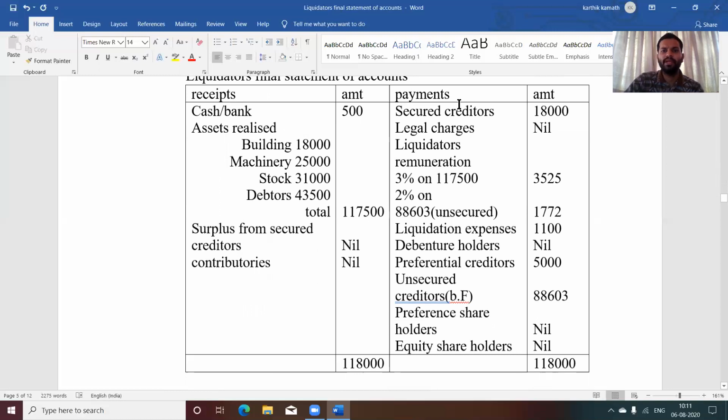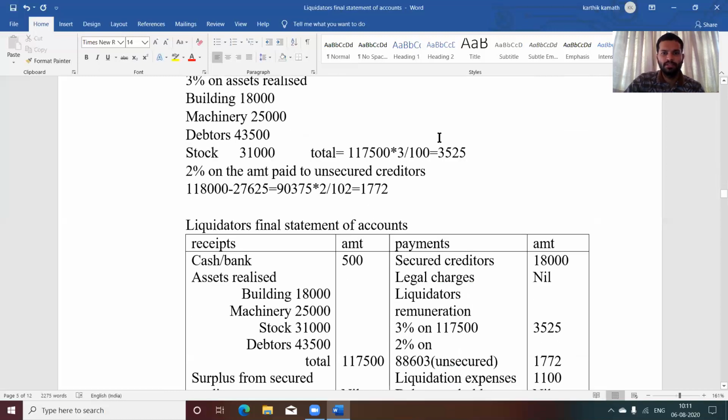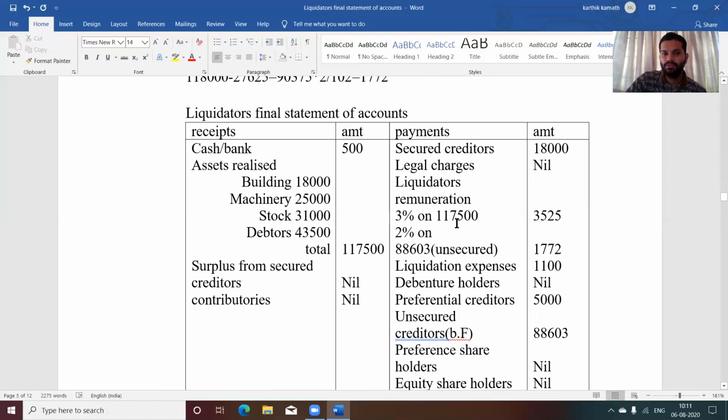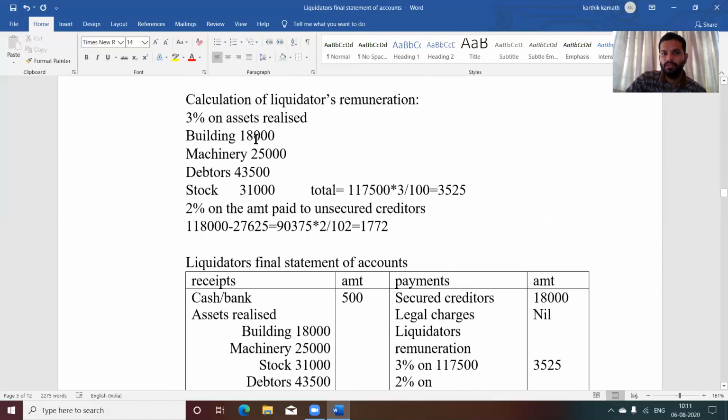Now you go for the payment side. Secured creditor: the building is utilized to pay off the partly secured creditor. So the secured creditor amount is 18,000 because it is paid. So you have to enter it in the payment side. Legal charges, no other information, so nil. Liquidator's remuneration: for this you need to do one working note.